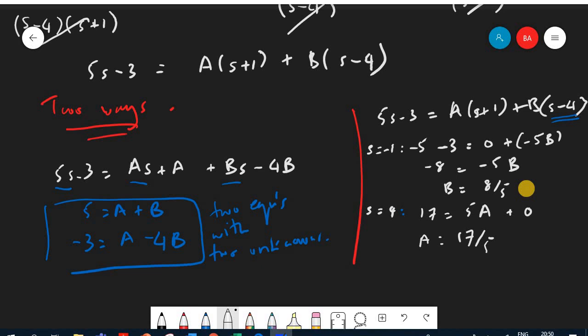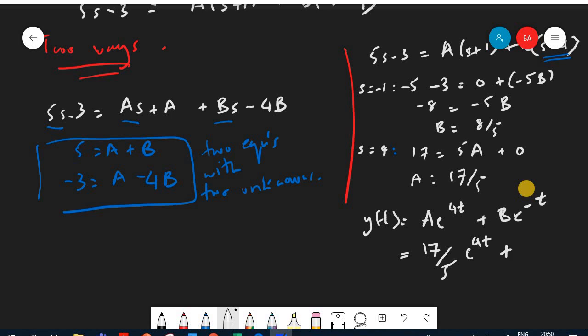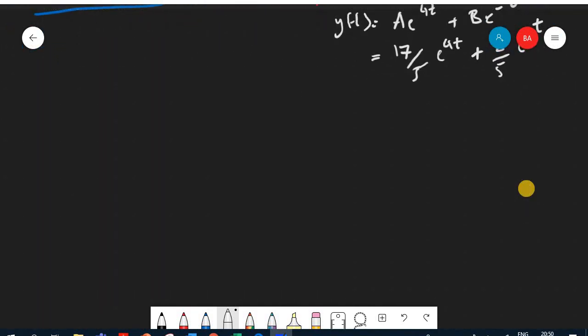If you can recall, we already had the answer: y of t is equal to a e to the power 4t plus b e to the power minus t. So simply what I'm going to do here, I'm going to substitute to have my full answer, which is 17 over 5 into e to the power 4t plus b was 8 over 5 e to the power minus t. And that is the solution for our first problem here. I hope that was easy.